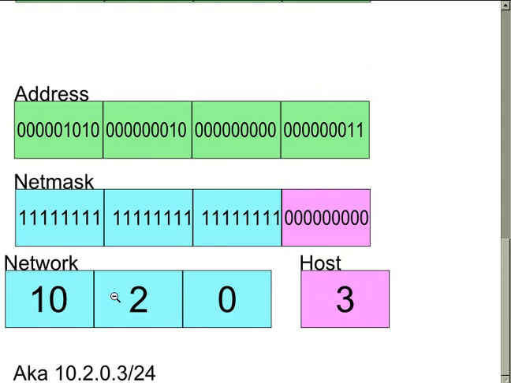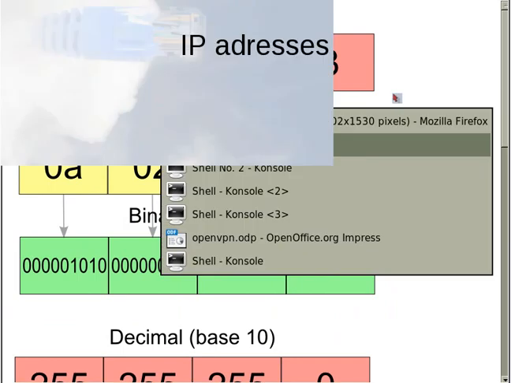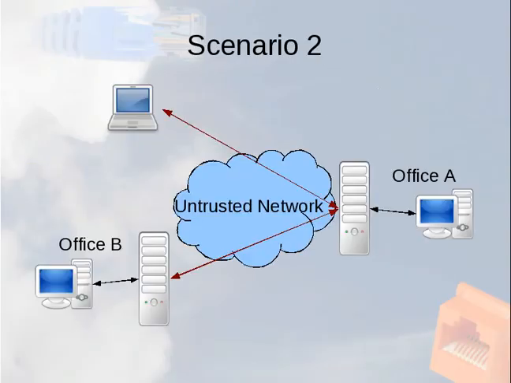Okay, another way that we could express this is saying this IP address /24, and that means that the net mask is 24 bits long. That's what this is showing here. And this is important when you start looking at routing tables. Okay, so where are we?